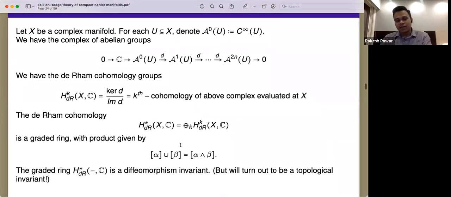Now it turns out that since it certainly depends on the differential structure of the complex manifold, it's a diffeomorphism invariant. So if two things are diffeomorphic, you get the same cohomology groups, also with the graded structure. But it will turn out that it's a topological invariant. So even if there are two topological spaces which are homeomorphic but have two different differential structures, then you still get the cohomology groups as isomorphic.